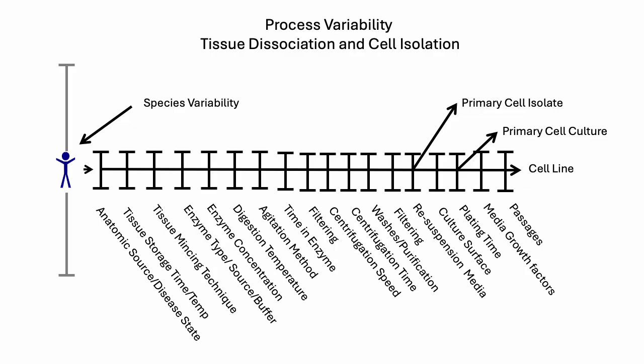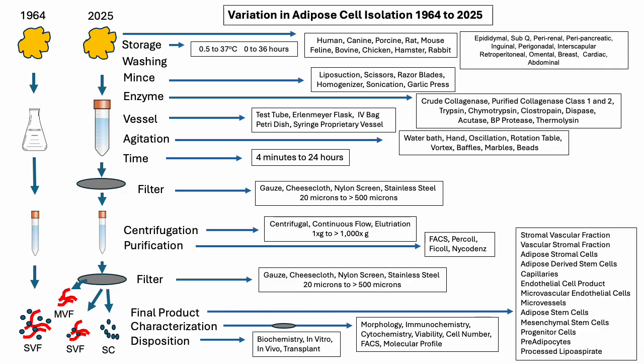Centrifugation speed and centrifugation time, put those together and you end up with a G-force. We should not be publishing using RPM. We should publish utilizing a G-force. Washes, subsequent filtering after that, resuspension, and then many times these cells are used immediately or they are put into culture. Here are all the variabilities that exist in this procedure.